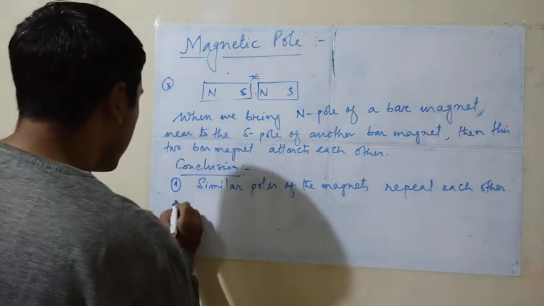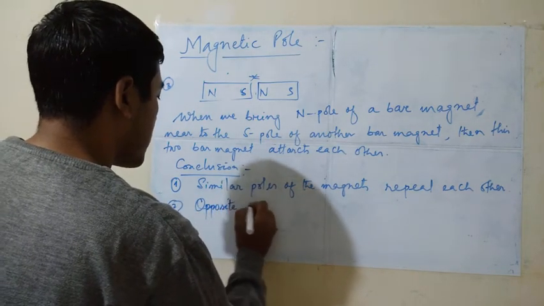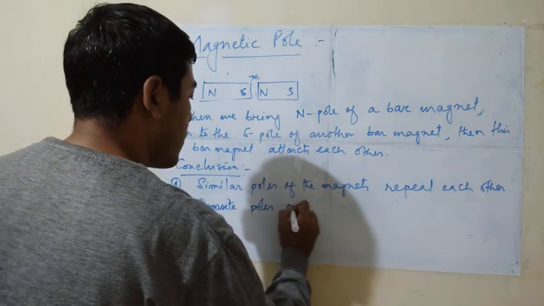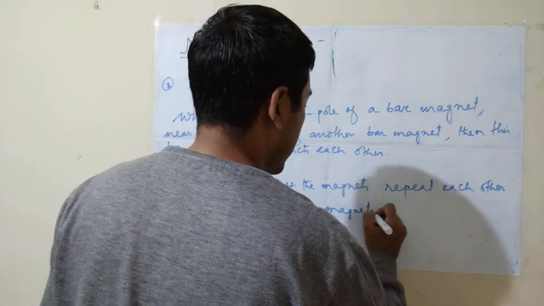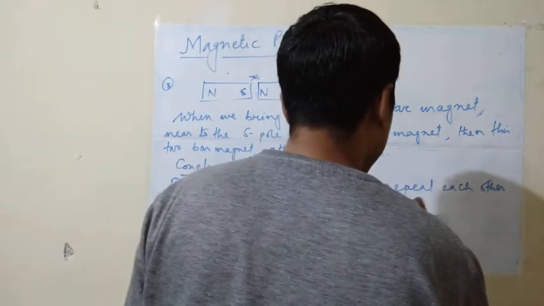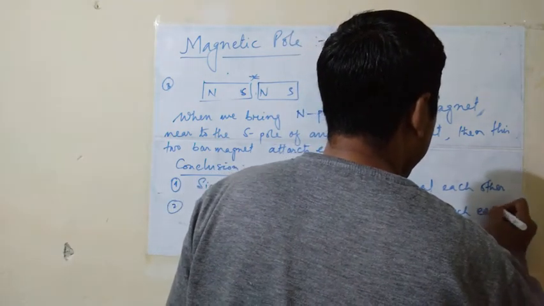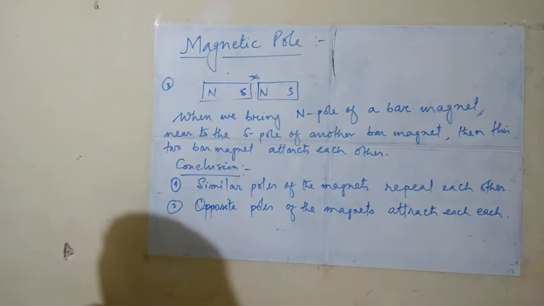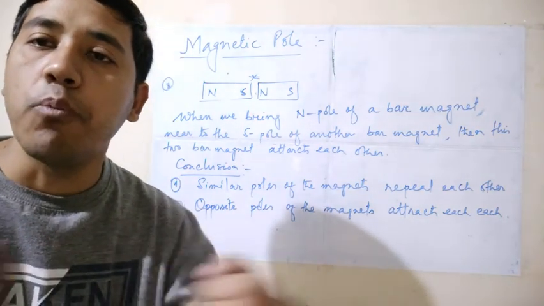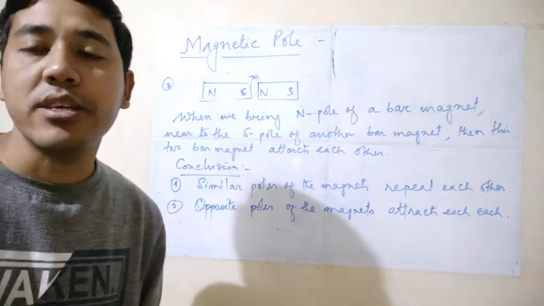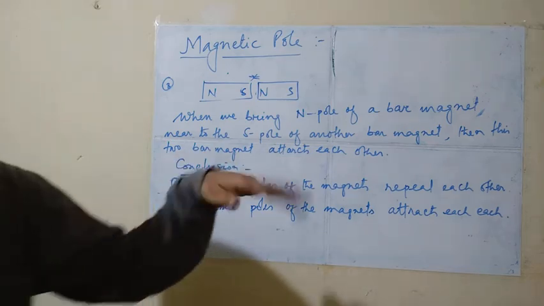The number 2 point is the opposite poles of the magnets attract each other. That is, when we keep the north pole and south pole of the bar magnet together, they can attract each other. That means that the opposite poles of the magnets can attract each other. Right? These are the two most important conclusion points we can draw from this activity.